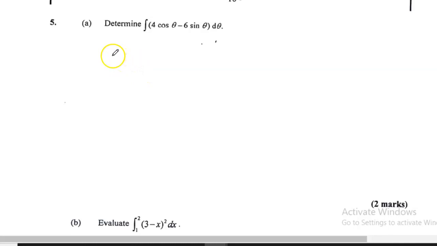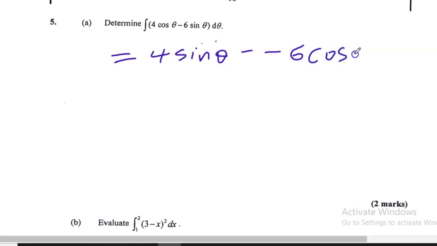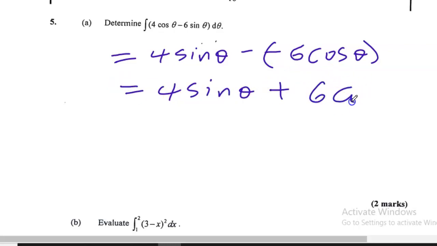Alright, so now we're at question 5. Integrate 4 cos theta plus 6 sin theta. Integrating sine is actually negative cos. Integrating sine is actually negative cos. So this becomes 4 sin theta minus 6 cos theta plus c. Remember, it's an indefinite integral. We don't have any limits, so we'll add a constant there.